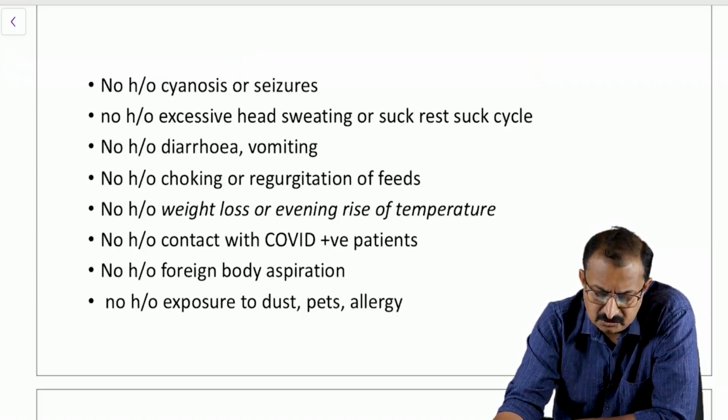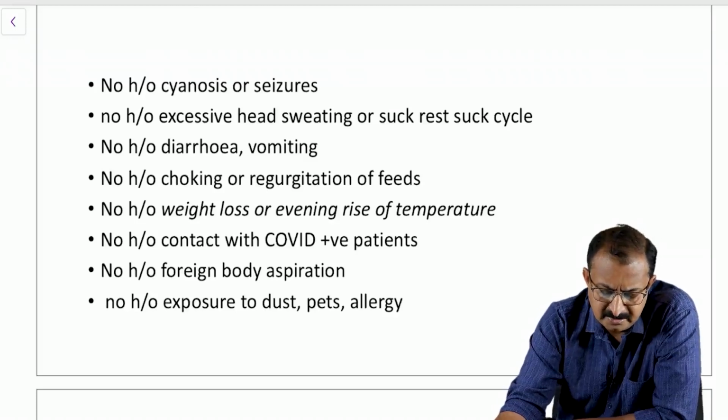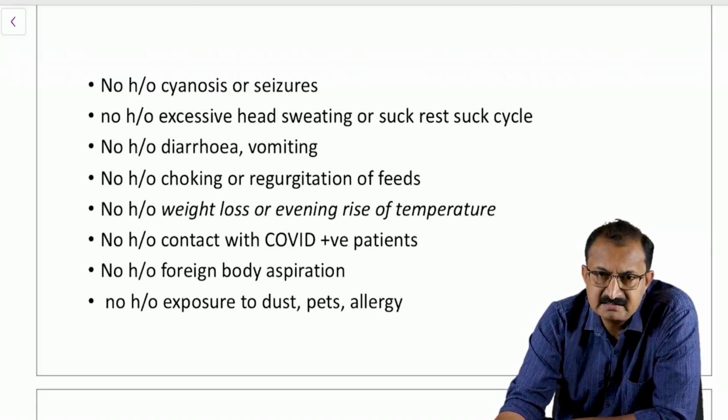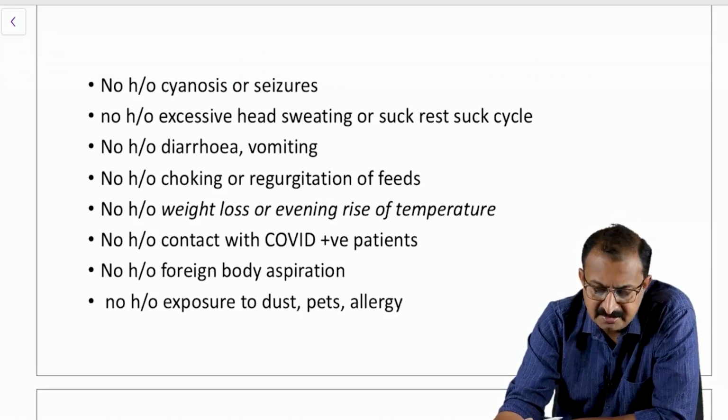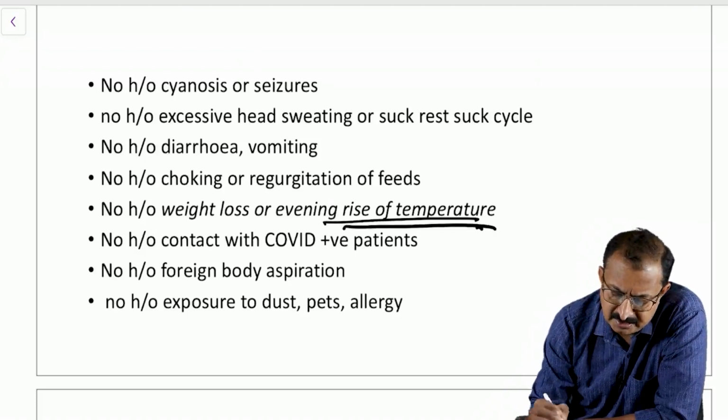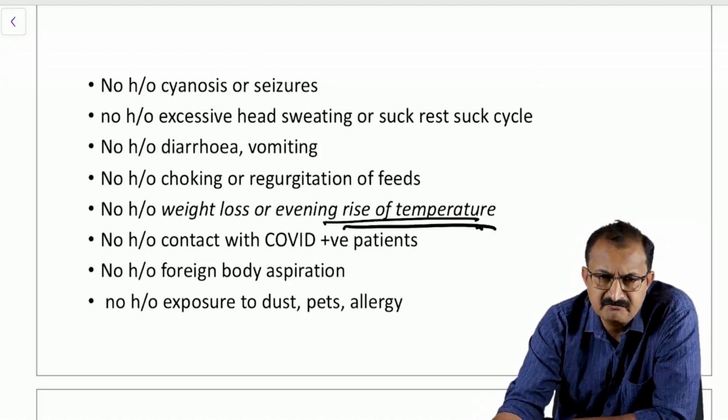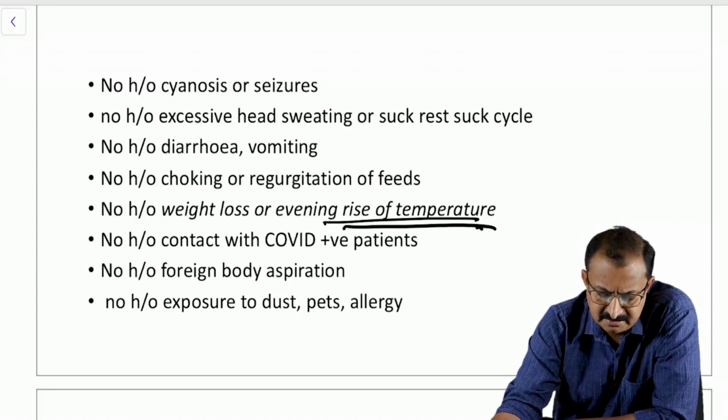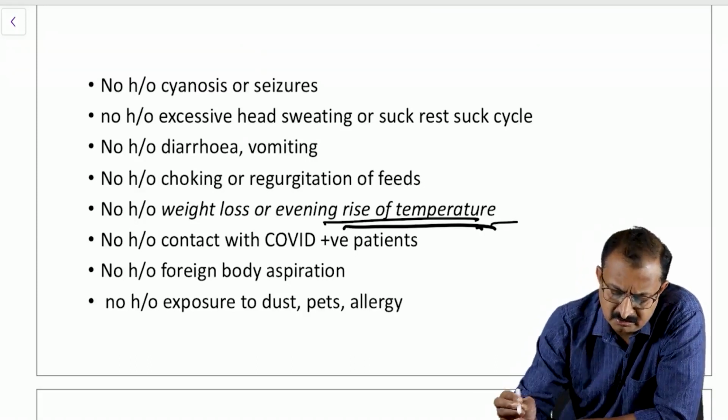No history of weight loss or evening rise of temperature. Actually, in an infant like this, whether the baby is gaining weight adequately is more important. And again, evening rise of temperature is not an important thing to be asked for in infants, and it is not a manifestation of tuberculosis in children. Probably in adults, you may ask regarding evening rise of temperature, but in children and especially in infants, this history is not at all relevant.